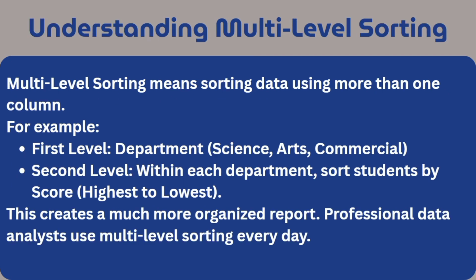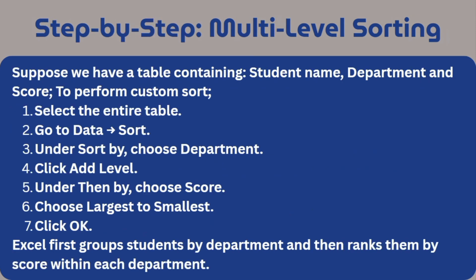Multi-level sorting means sorting data using more than one column. For example, at the first level, you sort the department into science, arts, and commercial. At the second level, within each department, you sort students by score, highest to lowest. So it means first you have science, then it will sort the people in science by their score. Then arts, sort the people in arts by their score, then commercial, sort the people in commercial by their score. So this creates a much more organized report. Professional data analysts use multi-level sorting on a daily basis.